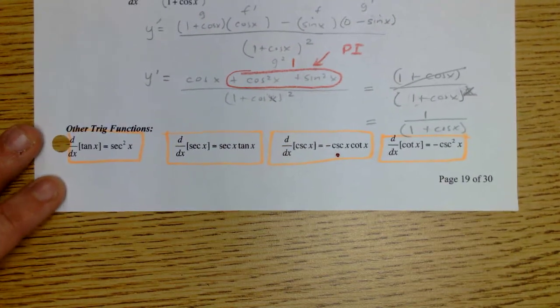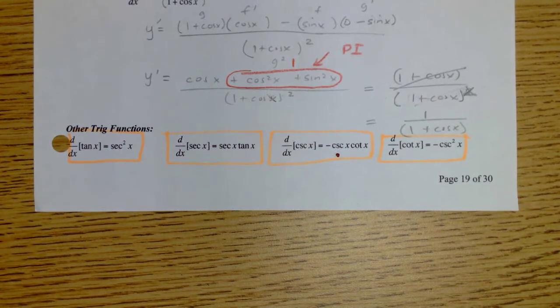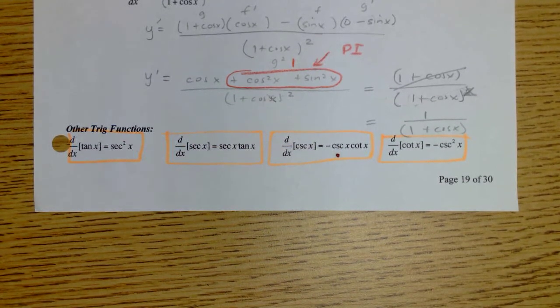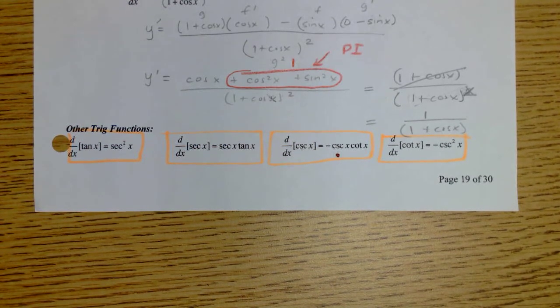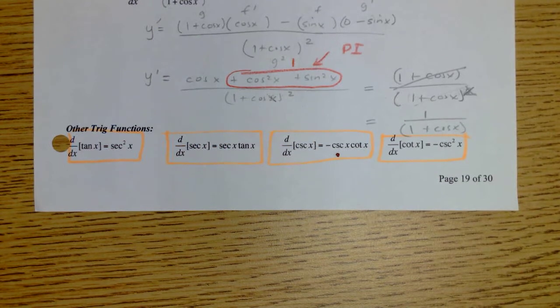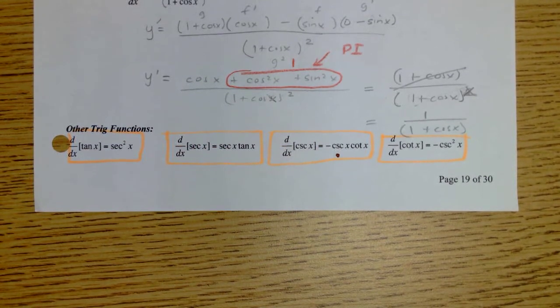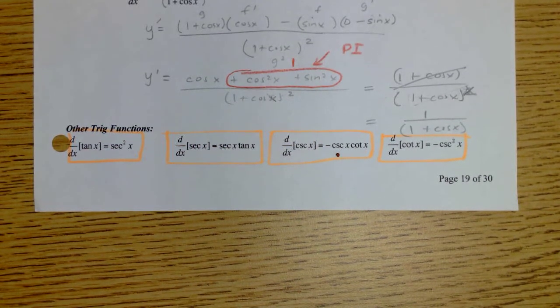So we have the derivative of tangent is secant squared x. The derivative of secant is secant x tangent x. The derivative of cosecant x is negative cosecant x cotangent x. And the derivative of cotangent x is negative cosecant squared x.